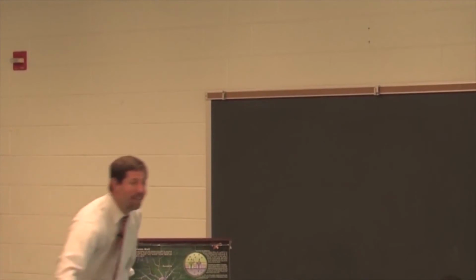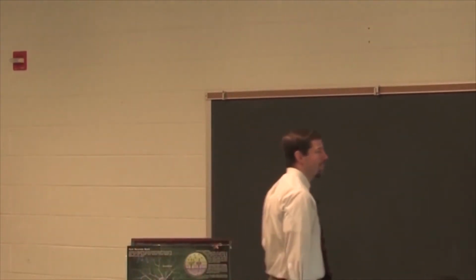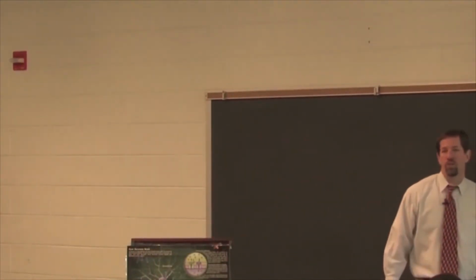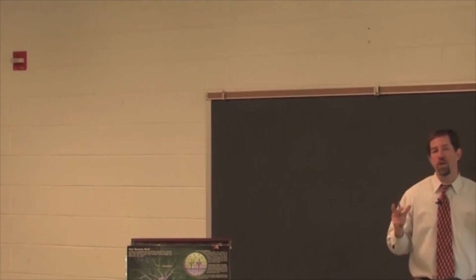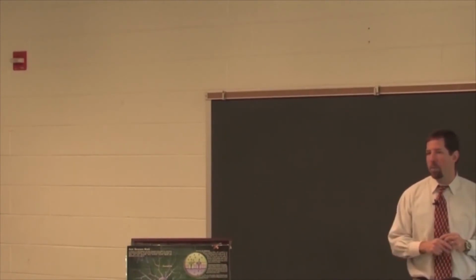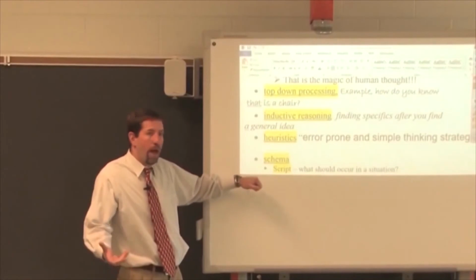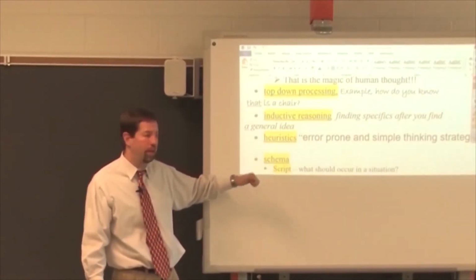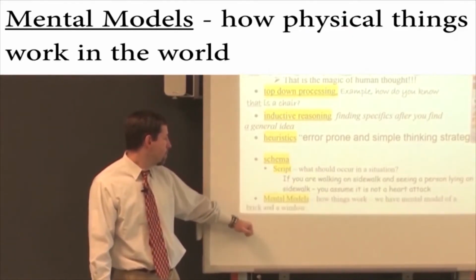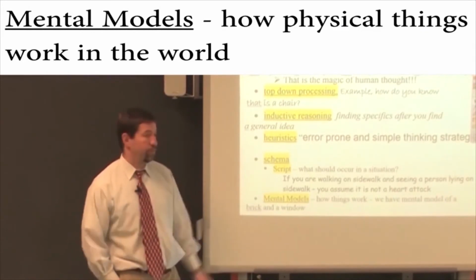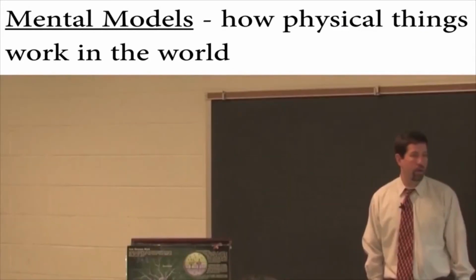So here's what we're looking at. What should occur in a situation, we assume. We don't like it when the unexpected happens and we don't know what to do because we don't have the cognitive schema to fill in. All right. Mental models. How things work.